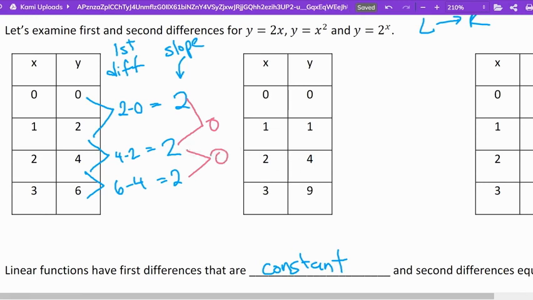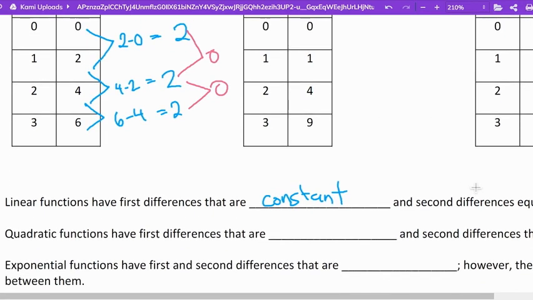Okay. Next year, when you take advanced functions and calculus, you're going to learn about derivatives. And derivatives are basically a second difference. Okay. So what we're saying is the slope doesn't change for a linear function.